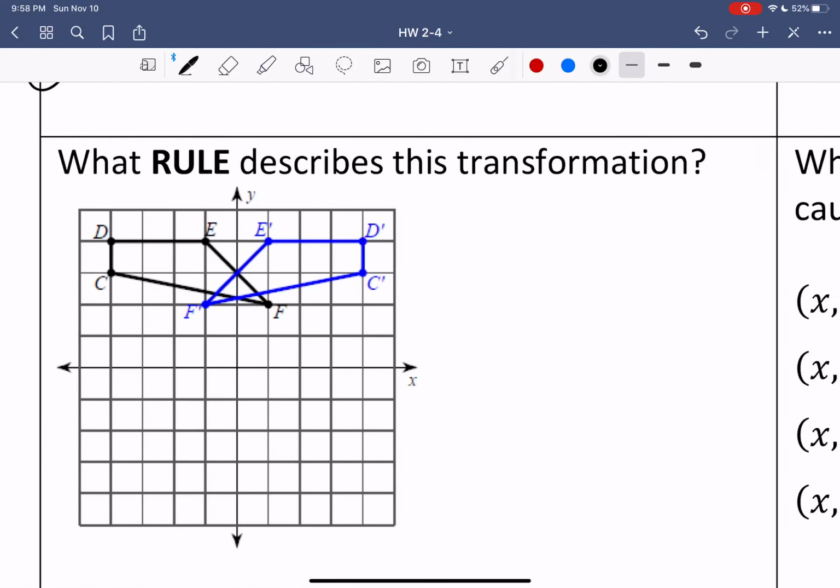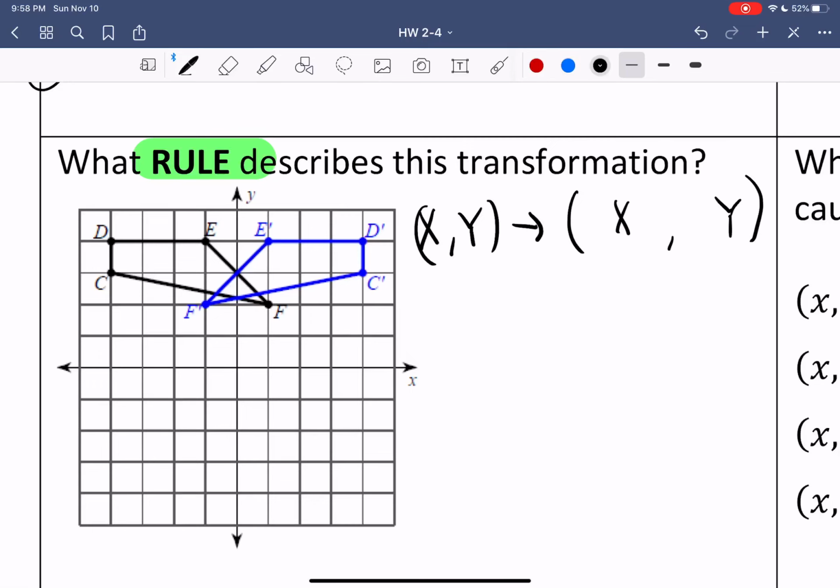What rule? So on the last one it asked for the type, and this one is asking for the rule. So remembering that's taking our x and y coordinate and transforming the x and the y accordingly. So if it's a reflection, it's going to take the axis that it's being reflected over and the opposite coordinate will change.